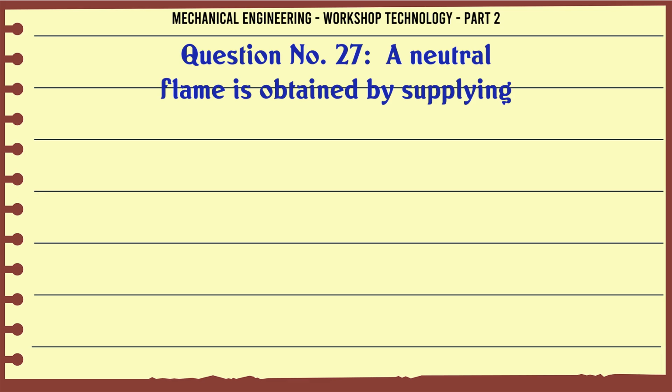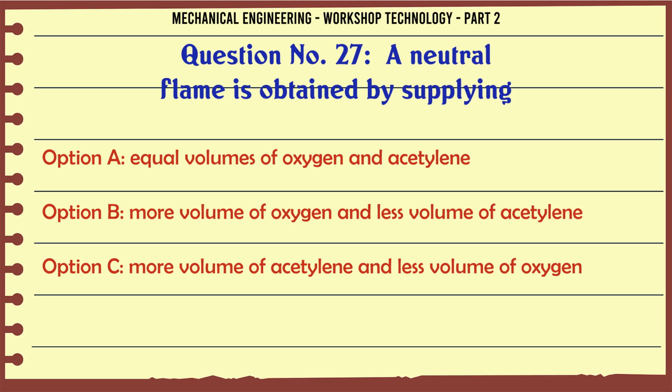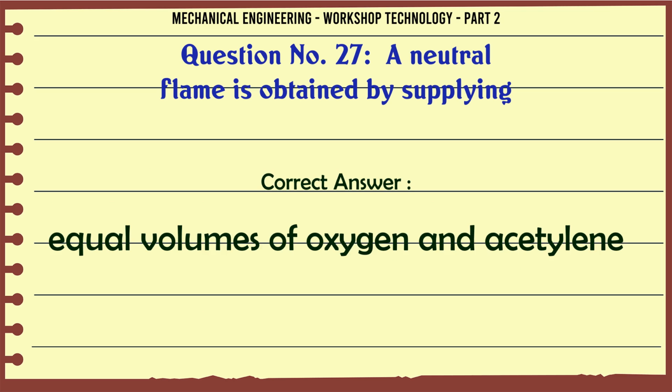A neutral flame is obtained by supplying: A. equal volumes of oxygen and acetylene, B. more volume of oxygen and less volume of acetylene, C. more volume of acetylene and less volume of oxygen, D. none of the above. The correct answer is equal volumes of oxygen and acetylene.